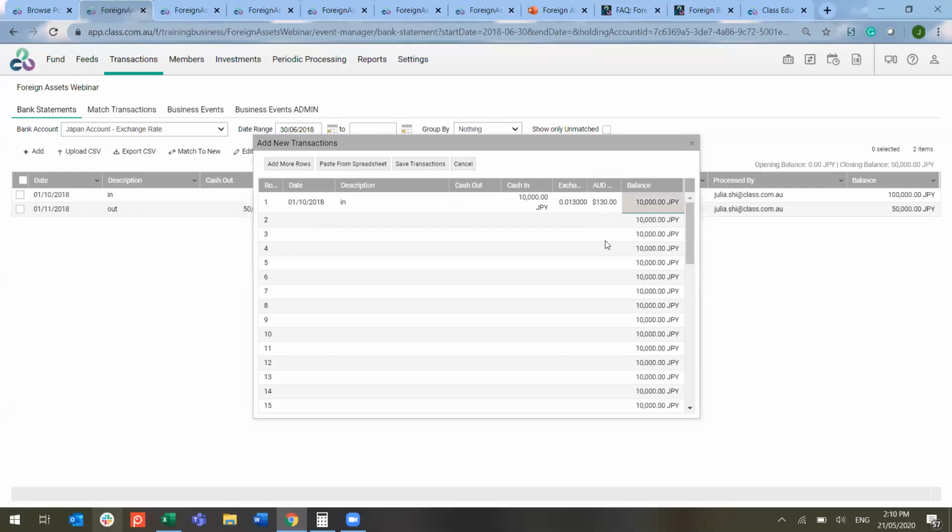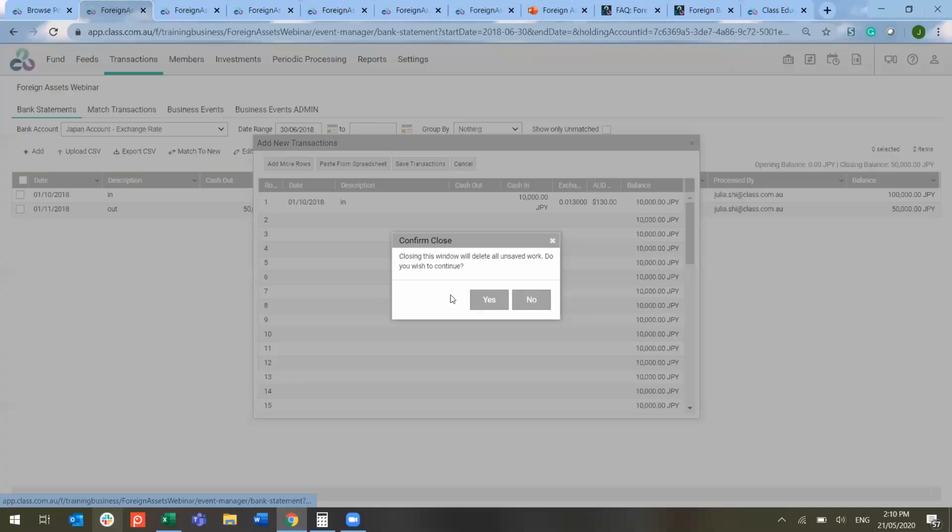And once I click on tab on my keyboard, you'll notice that this particular exchange rate has been updated. So this exchange rate update only applies to this particular transaction. So no need to worry that it will change the other transactions.